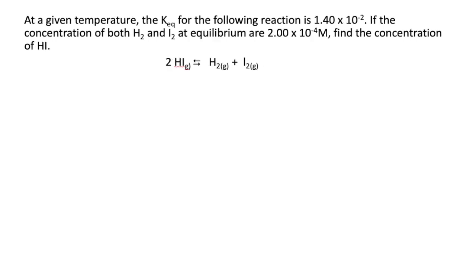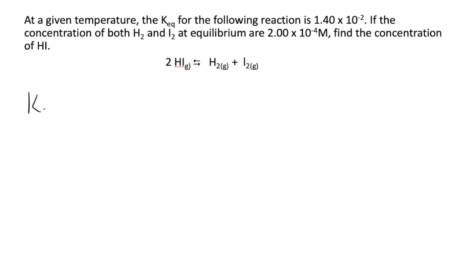This question is going to ask us something a little bit different. So at a given temperature, the equilibrium constant for the following reaction is 1.40 times 10 to the negative 2. If the concentration of both H2 and I2 at equilibrium are 2.00 times 10 to the negative 4 molar, find the concentration of HI. We're given the equilibrium constant and asked to find one of the concentrations.